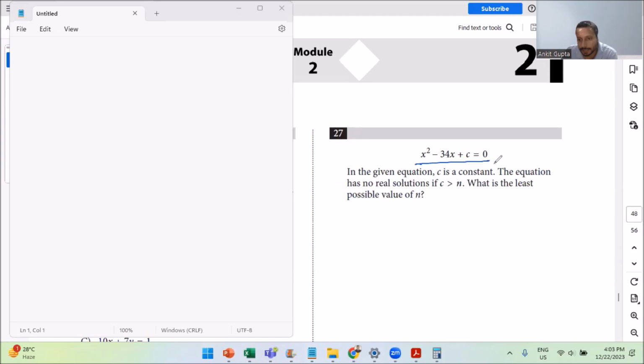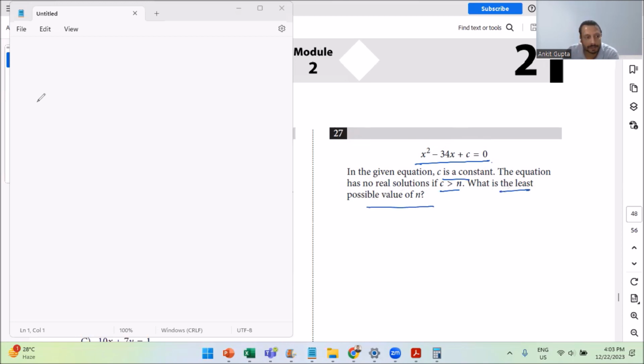X square minus 3x plus c is equal to 0. A quadratic equation is given to us. Now, in the given equation, c is a constant. The equation has no real solutions if c is greater than n. What is the least possible value of n?